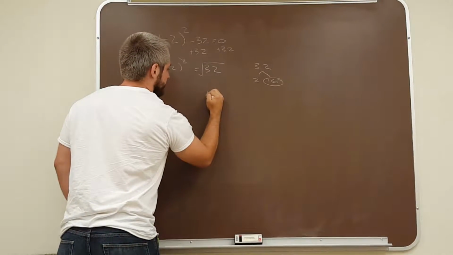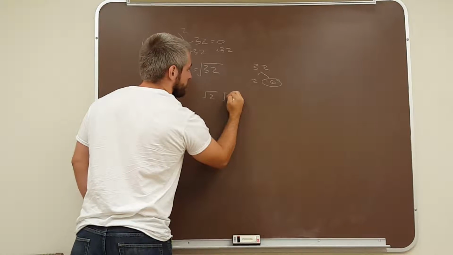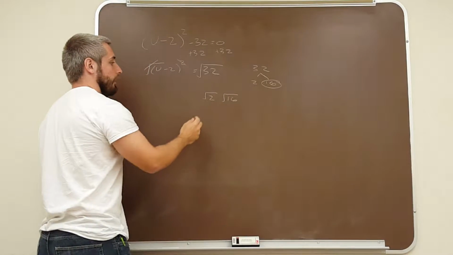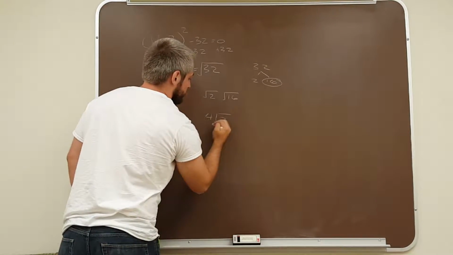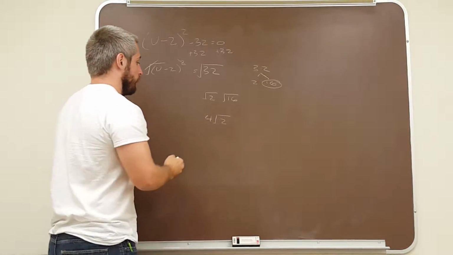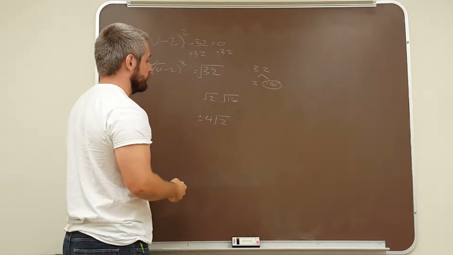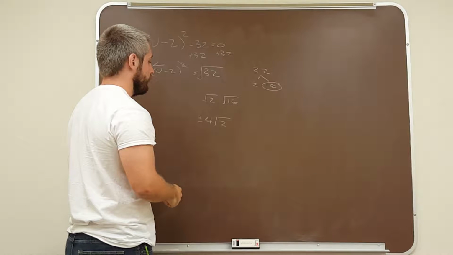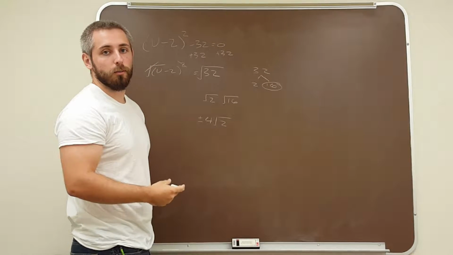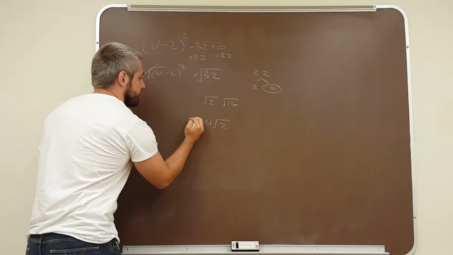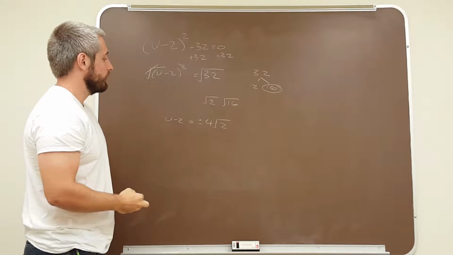So if we rewrite this as two radicals, we have 2 times the square root of 16, and the square root of 16 is just 4. So we have 4 times the square root of 2. And we're also going to put a plus or minus because if we square a negative number or its positive alternative, then it's going to come out to being the same number. So now what we have is u - 2 = ±4√2.